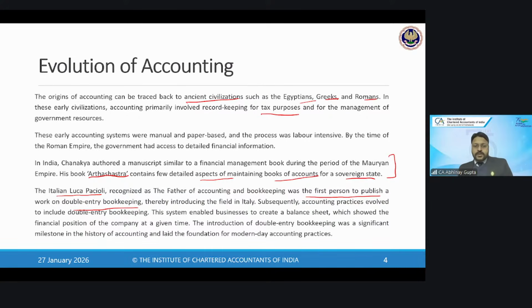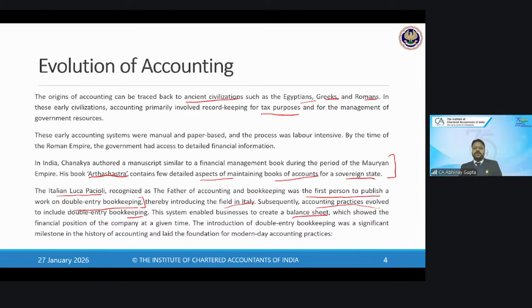Yes, sir. So this concept was first introduced by this Italian person named Luca Pacioli, thereby introducing the field in Italy. Subsequently, these accounting practices evolved to include double entry bookkeeping. The system enabled businesses to create a balance sheet, right?